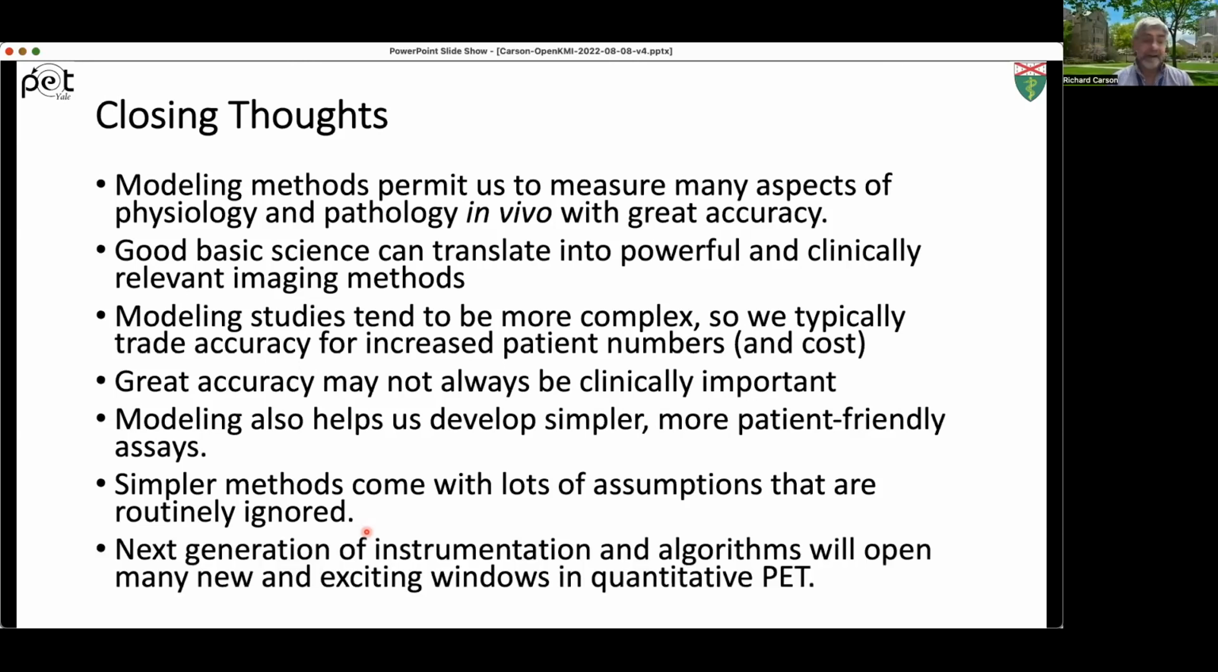And finally, this next generation of instrumentation and algorithms is really going to let us go back to the future again, go back to the things we started looking at a long time ago. Let's revisit them and see what additional information we can get.